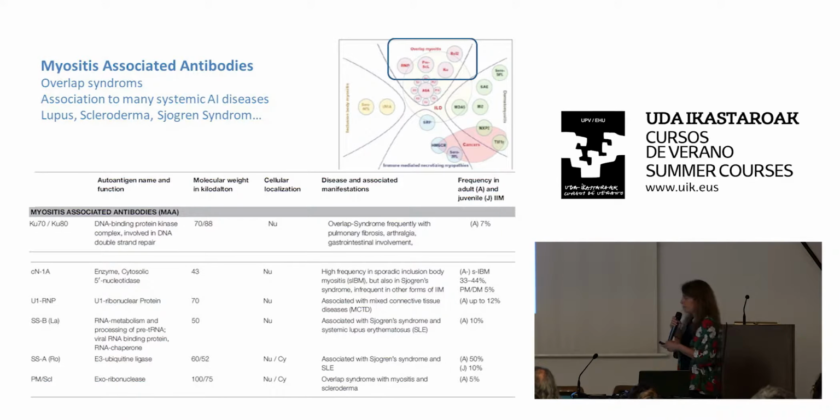And last but not least, the myositis-associated antibodies, as I say, are not specific for myopathy, but they are associated with myopathy, and they are associated mainly with lupus, scleroderma, or Sjögren's syndrome, as you can see, but they can be found also in inflammatory myopathies.